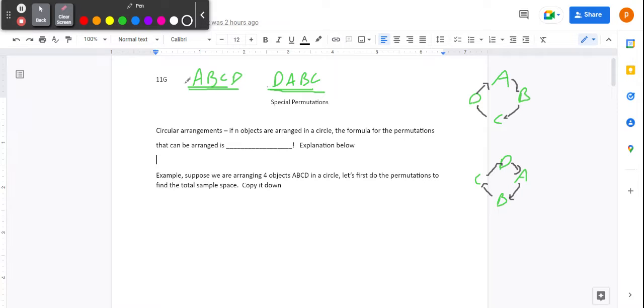In permutations, in a straight line, it's different. In a circular arrangement, it's not. So what we're going to do is go down here and do the sample space just for ABCD. We know our sample space for ABCD is going to be 4 factorial, which is 24. So here's our sample space.